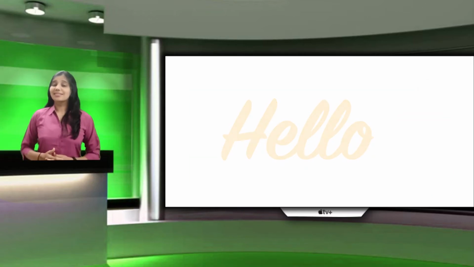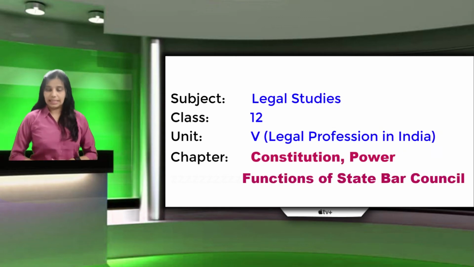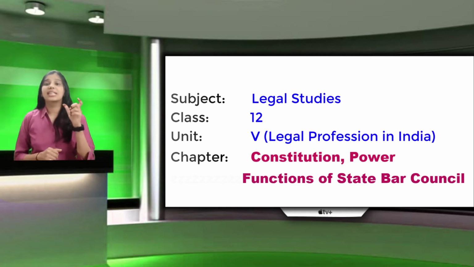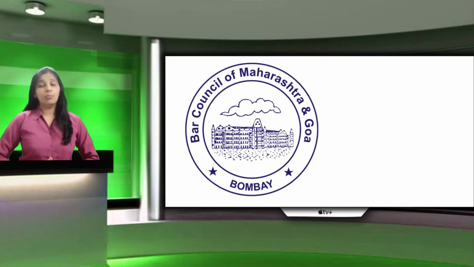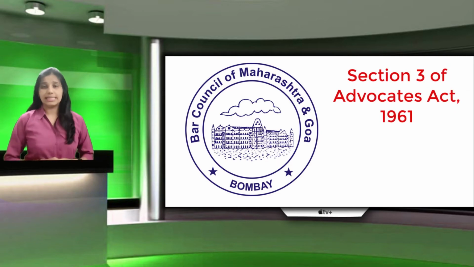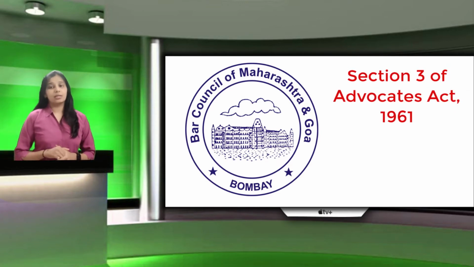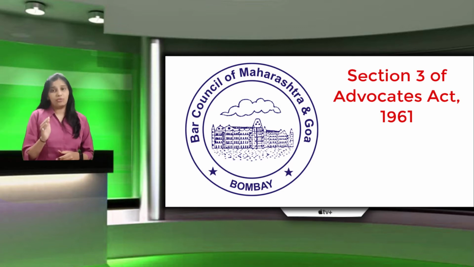Hello everyone, this is the video of Legal Studies Class 12 Unit 5, the legal profession in India, and we are dealing with the chapter on the Constitution, powers and functions of the State Bar Council. The State Bar Councils are statutory bodies established under Section 3 of the Advocates Act 1961. These were set up as different councils for the different states and union territories of India.